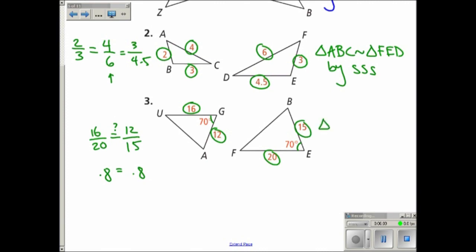So triangle UGA is similar to triangle FEB by side, angle, side. Okay, I hope that helps you see how these theorems and postulates could be used and how important it is to check for proportionality between the sides.